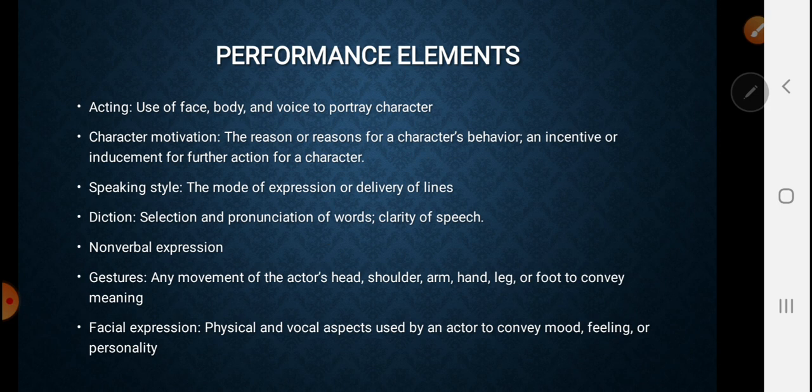Non-verbal expression. In non-verbal expressions, we take the gestures, or we can say the body language or the non-verbal language or the sign language, the way we use our body parts to convey certain meaning. In facial expressions, physical and vocal aspects of the character matter a lot.